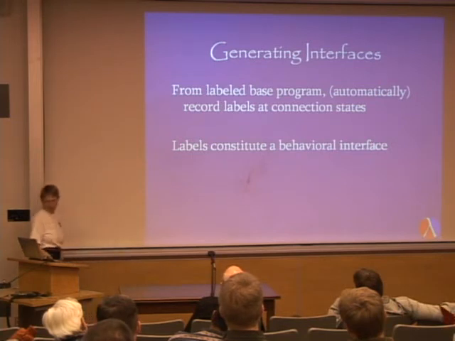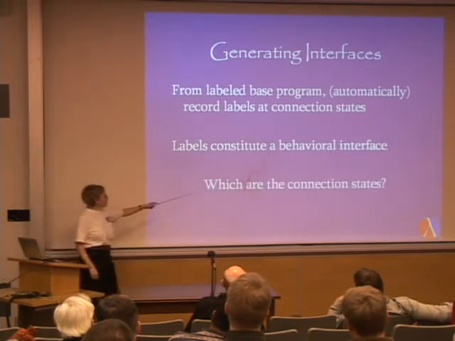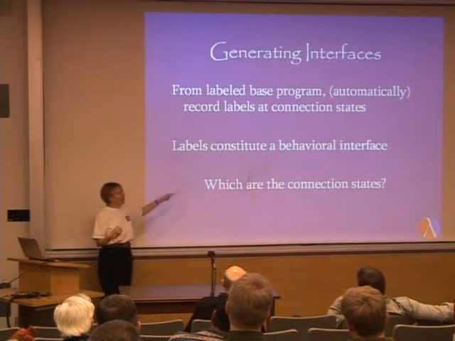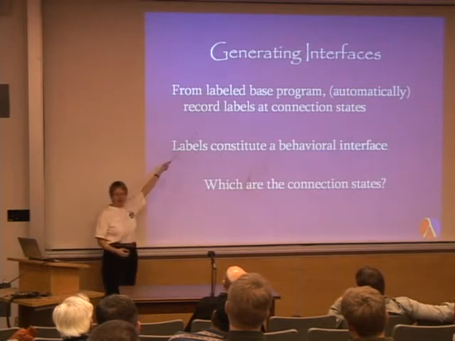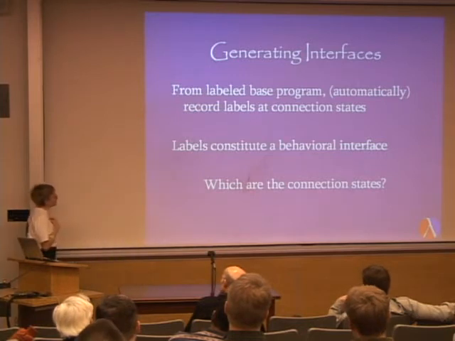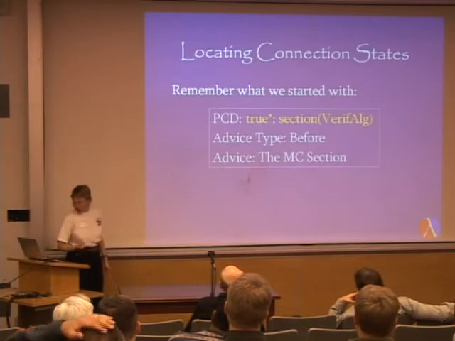But now that leaves us a question. Where are those connection states? That's the key, knowing which of these labels you actually need to save. You don't want to save the labels on everything. That's going to get potentially quite expensive. How do we get the connection states?